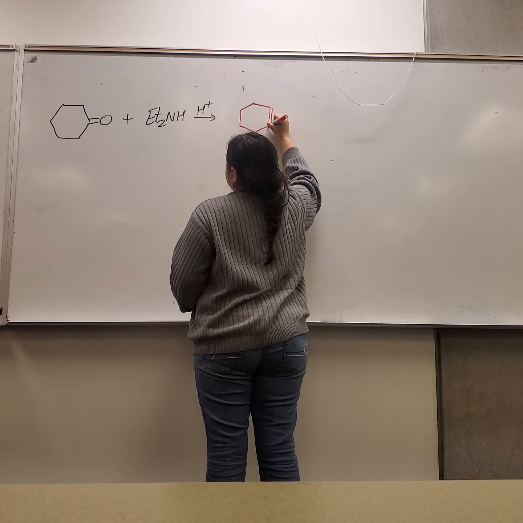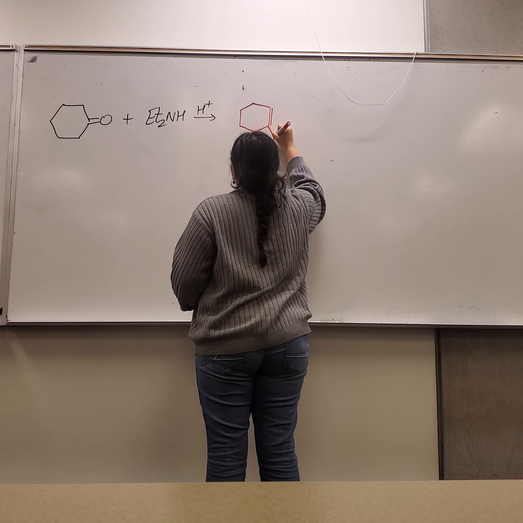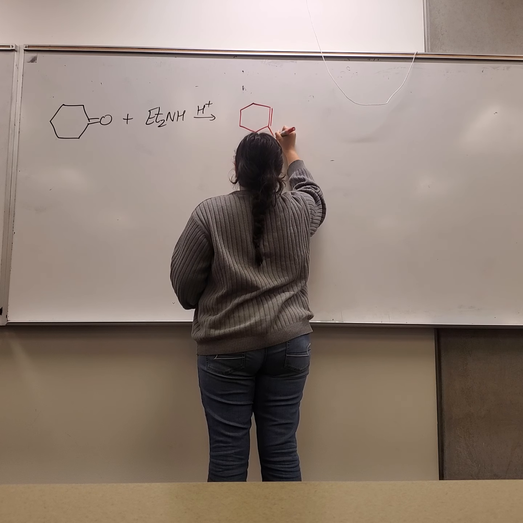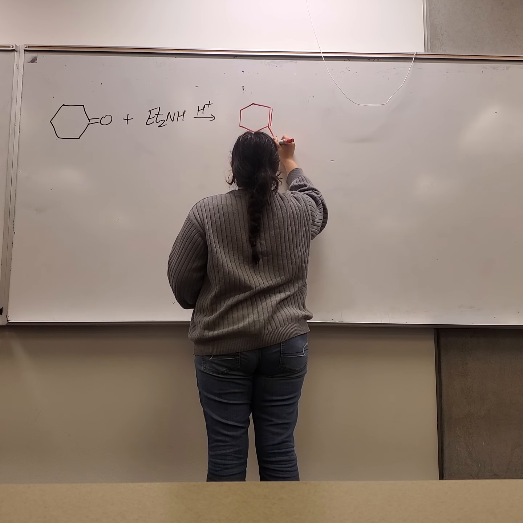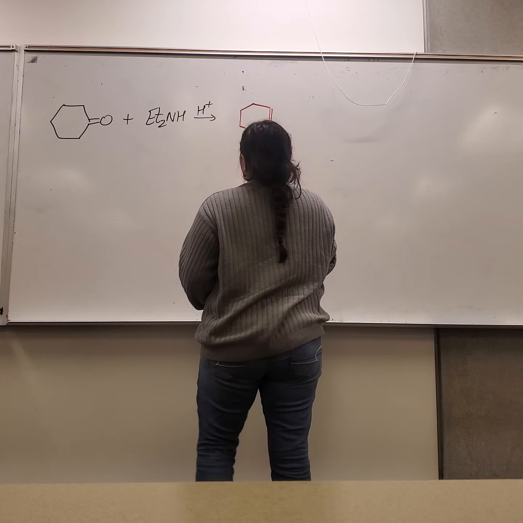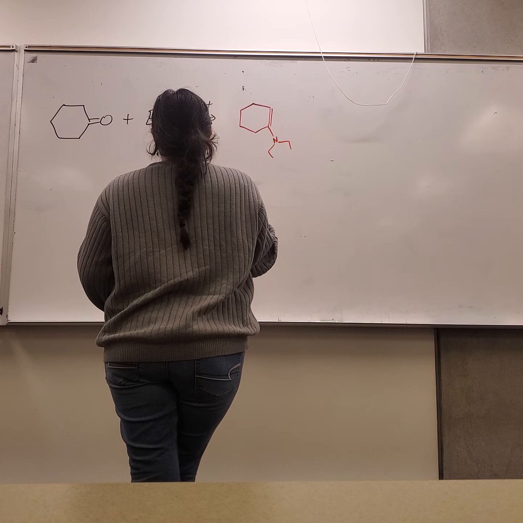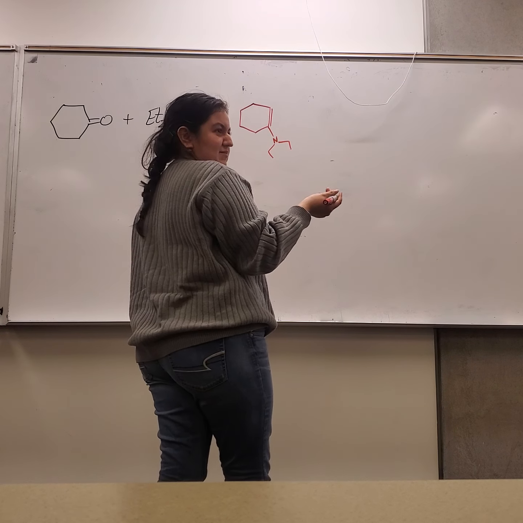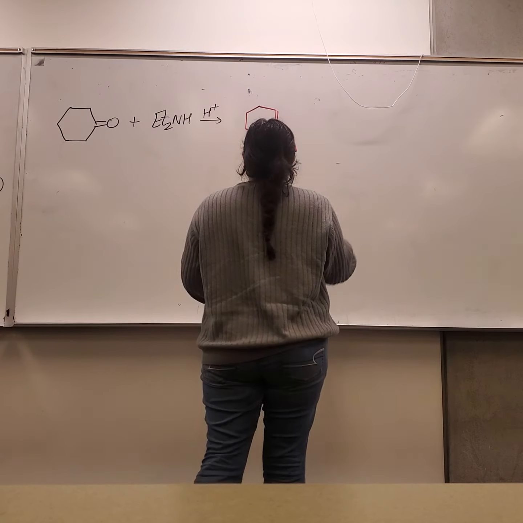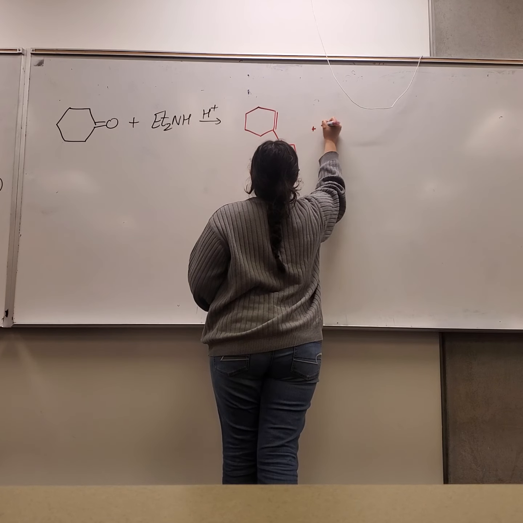So you were asking about the secondary, right? This always has to be secondary for this one. Primary creates imines, which we saw earlier. Secondary creates enamines. Tertiary can't do anything because they don't have a hydrogen on them.